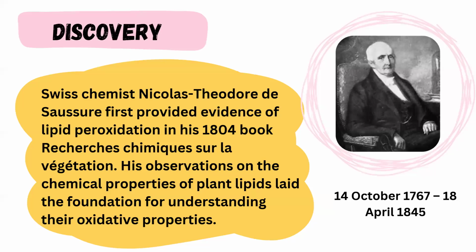This process was first observed by the Swiss chemist Nicolas. He provided his first evidence of lipid peroxidation in his book in 1804, in which he studied plant lipid peroxidation properties, and according to that he extended the concept to human lipid properties and their peroxidation.